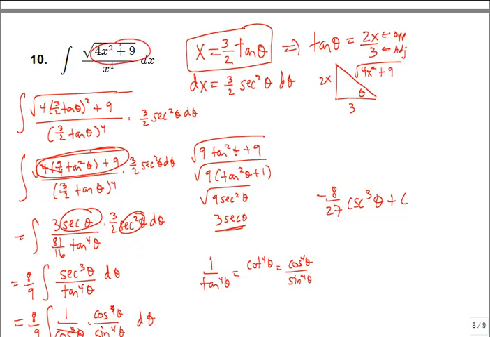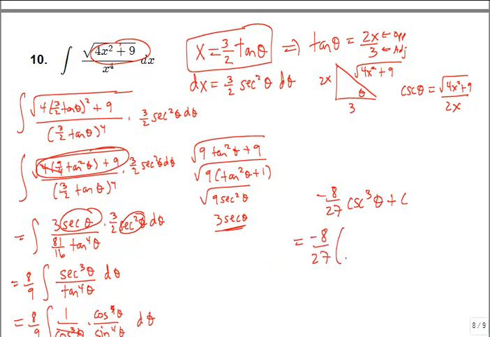It should look familiar. So what would cosecant of theta be? Cosecant is hypotenuse, square root of 4x squared plus 9, over opposite. And we want that cubed. So this is going to turn into -8/27 times the square root of 4x squared plus 9 over 2x, quantity cubed plus c.